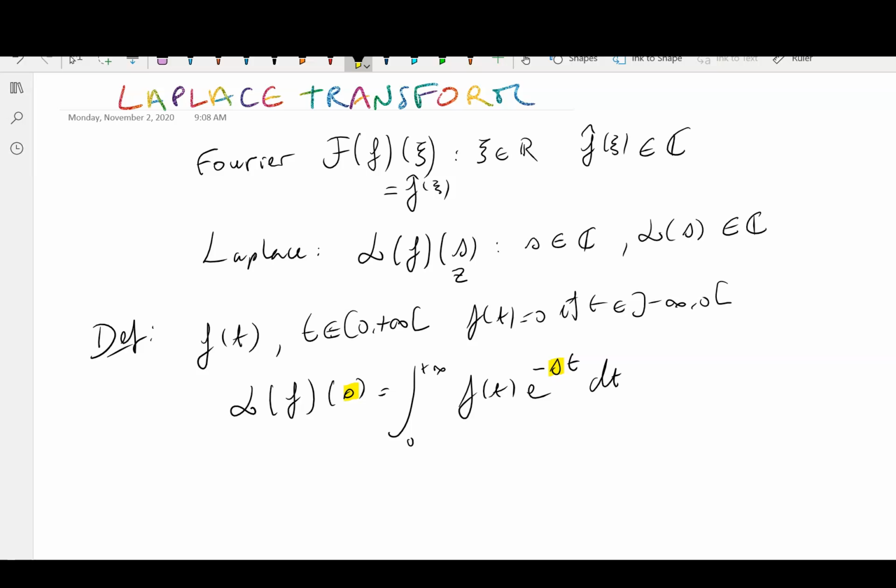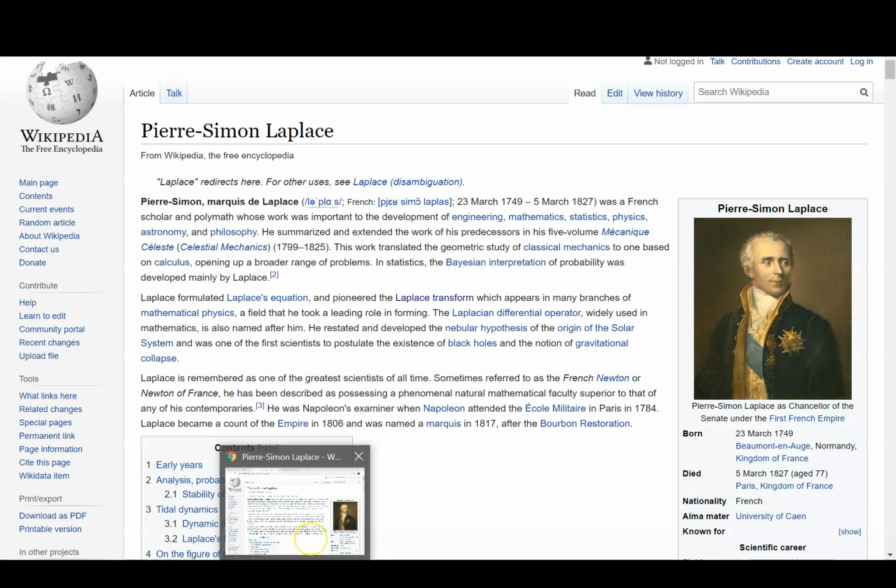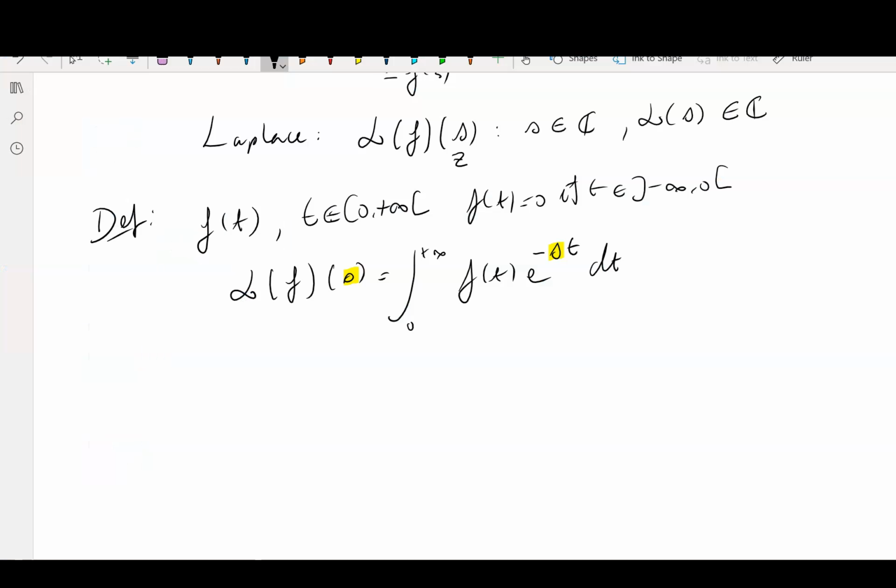In order to have convergence, we need several things. First of all, if you say that f is 0 from negative infinity to 0, you don't care about the integral being defined only on R plus, because then it's going to cancel. So what are the assumptions for convergence? We assume f grows at most as an exponential.